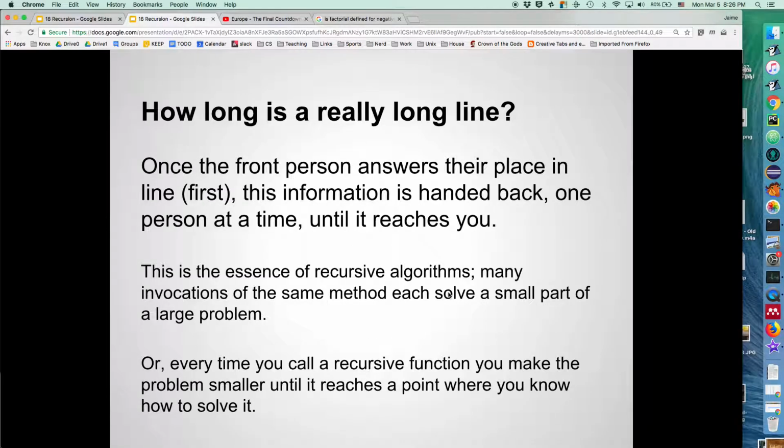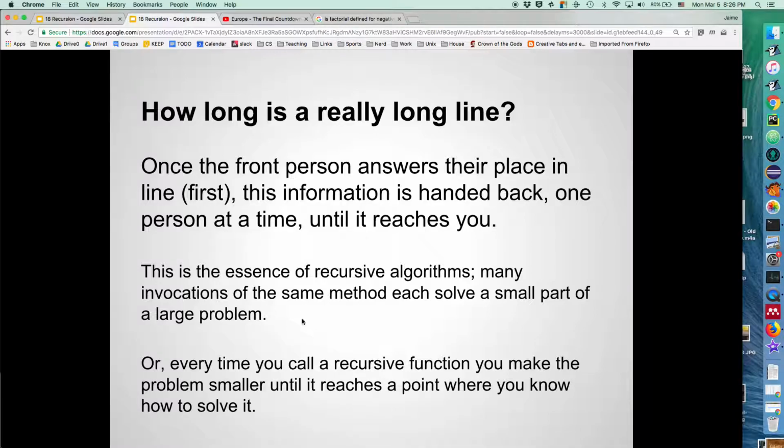And then that's going to propagate all the way back. So, this is the essence of a recursive algorithm. The simple case, the thing that we can solve, the base case, is if you're first, then the line is of length 1. There's one person in line and it's me. And if you're not first, well, you don't know how long the line is exactly, so you're just going to have to ask whoever's in front of you, and whatever they say, you're going to add 1 for yourself.